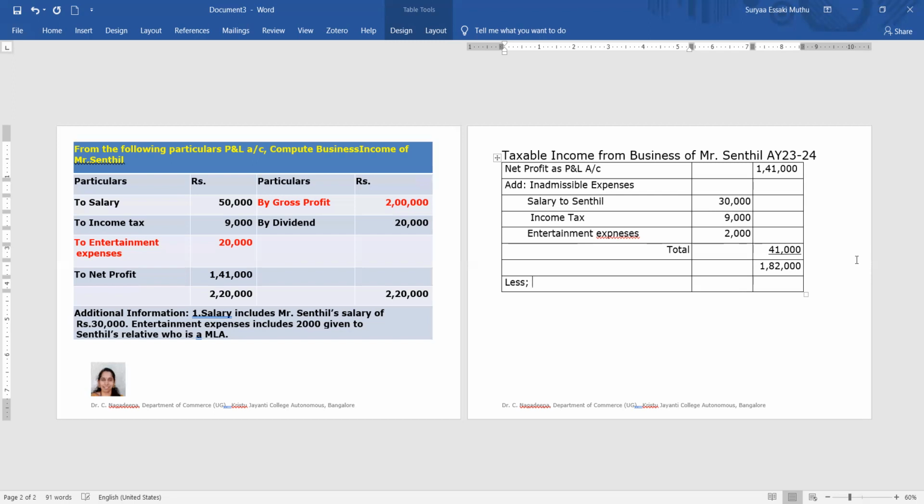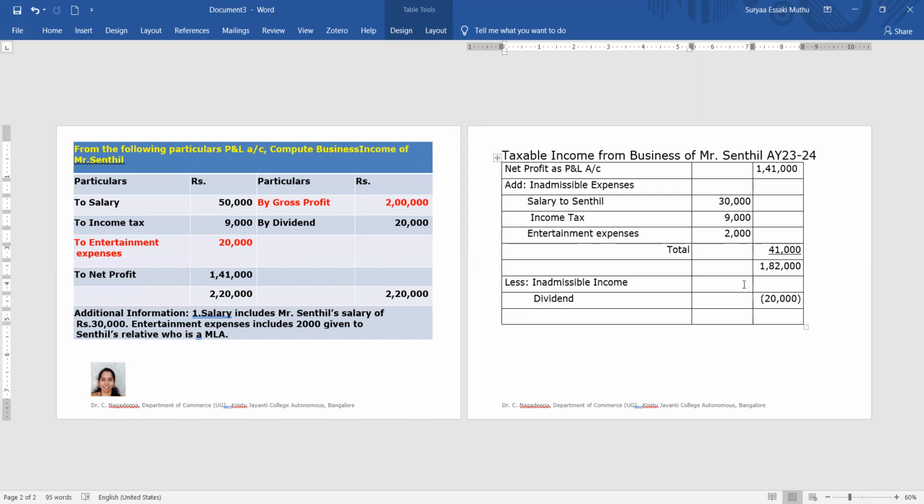Next we are going to deduct the inadmissible income. Less: inadmissible income. Okay. So now we will see how many items there are. Only one inadmissible income is there, that is dividend. Okay. I was writing in the inner column, but as it is only one item, I can write directly in the outer column. That is 20,000, which is inadmissible income.